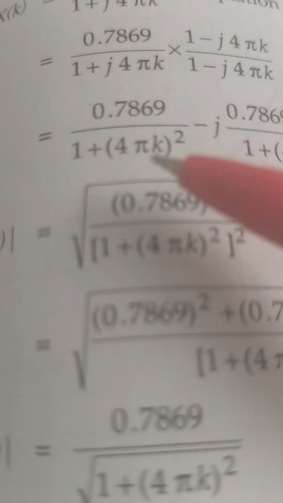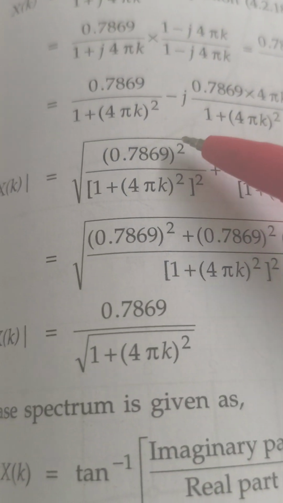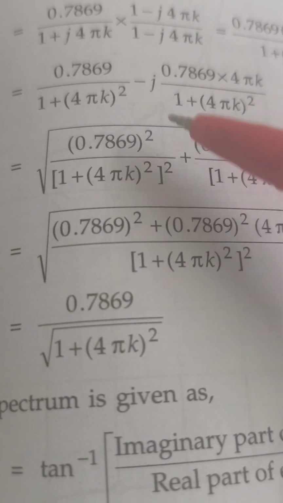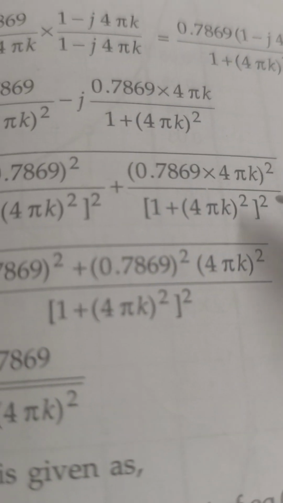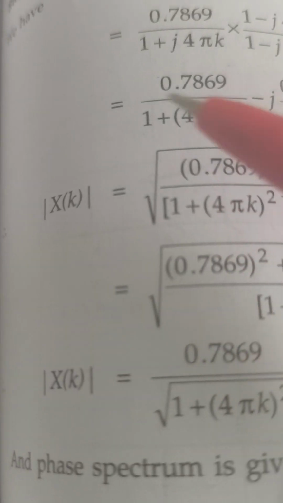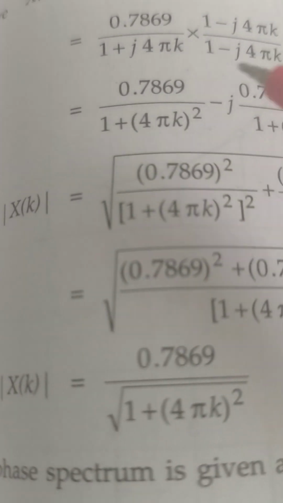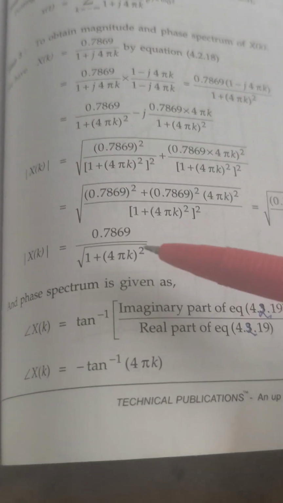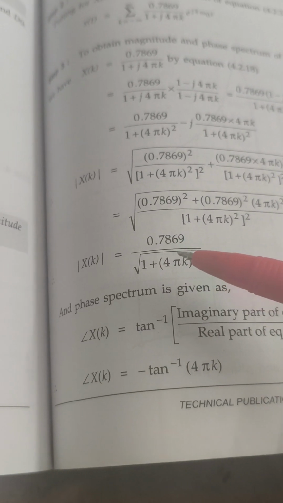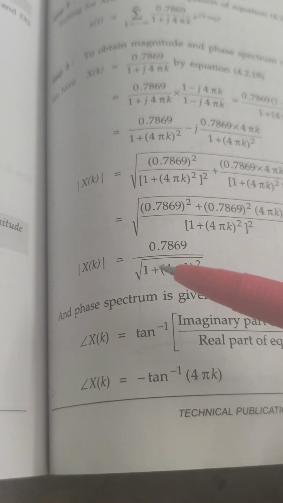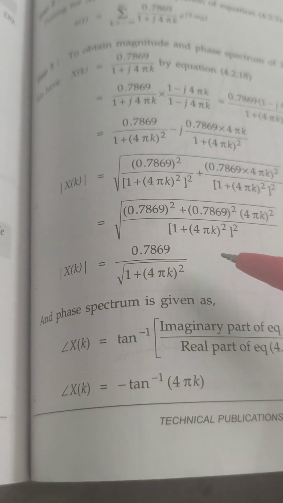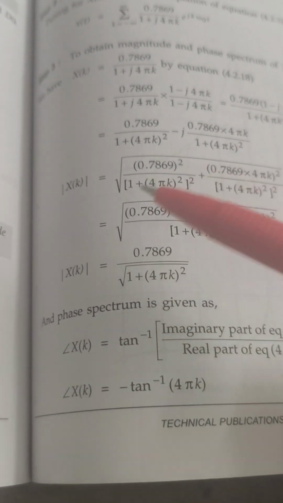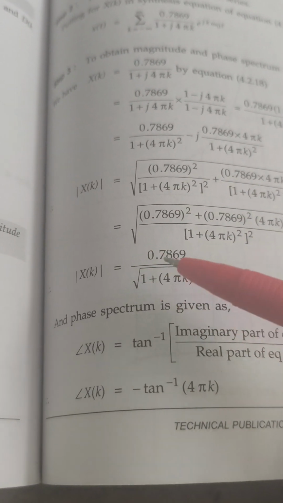Here you see this equation; what we did is square and square root. By doing so, we get the expression for the magnitude of X of k: modulus of X of k equal to 0.7869 divided by the square root of 1 plus 4 pi k square.